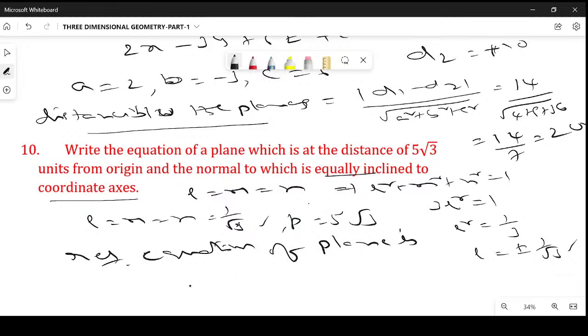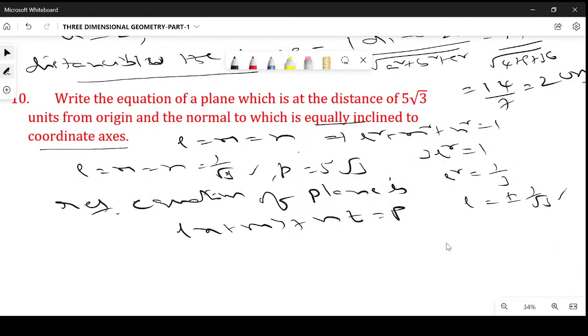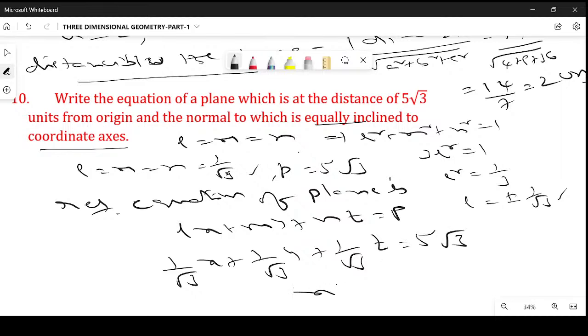Required equation of plane is, I can write here, Lx plus My plus Nz is equal to P. Now replace these values. 1 by root 3 x plus 1 by root 3 y plus 1 by root 3 z equal to 5 root 3. If we do the cross multiplication, I can write x plus y plus z.